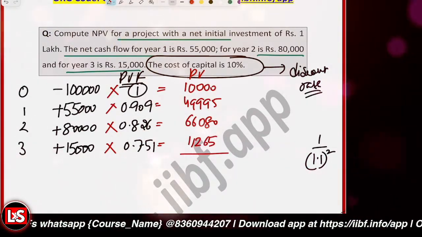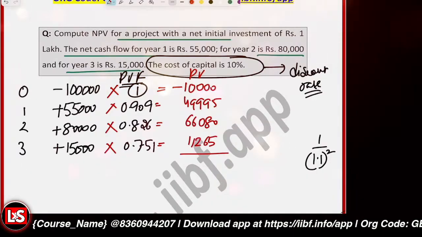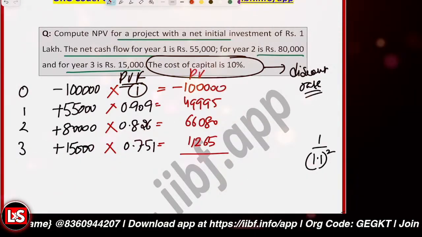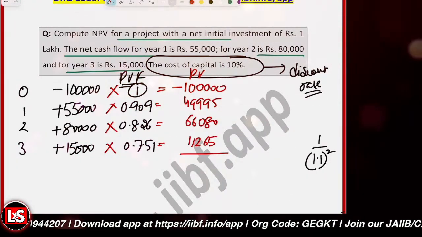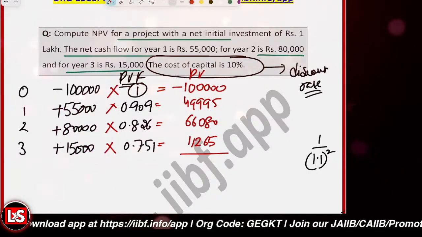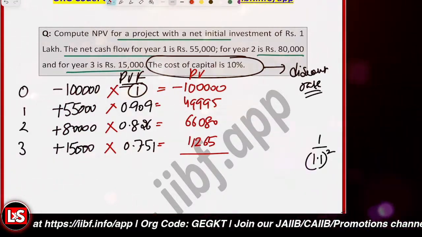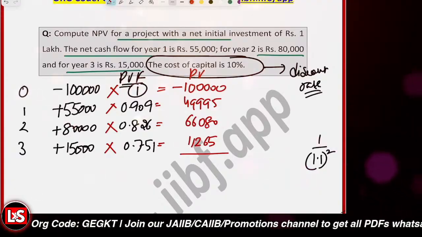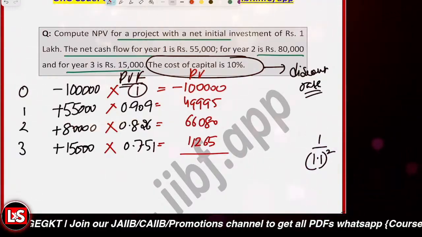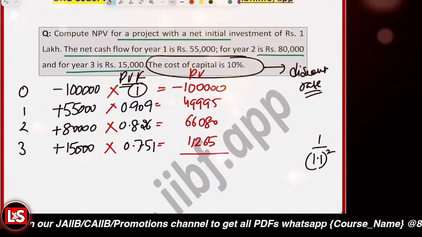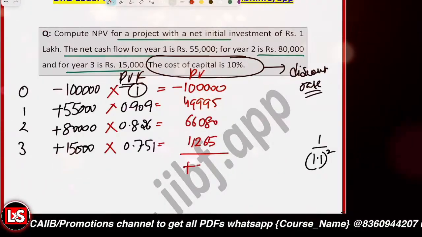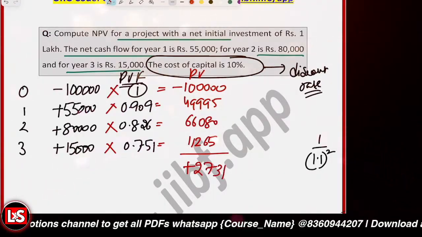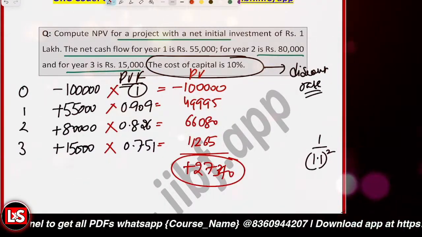So if we get the sum total of the same, it is 1 lakh rupees here, not 10,000. So 4,995 plus 66,080 plus 11,265 minus 1 lakh. It is 27,340. So what should be your decision?